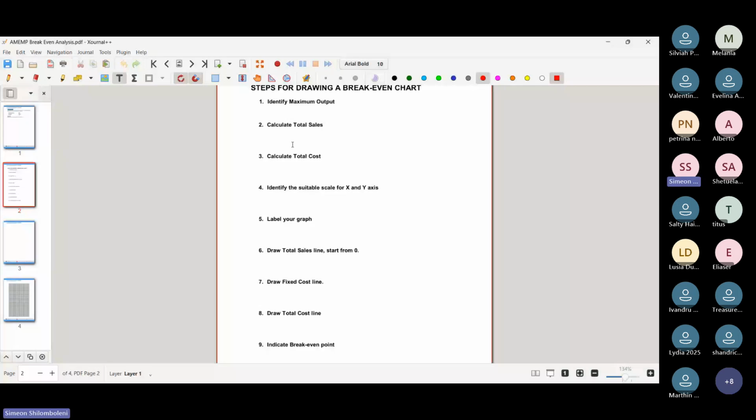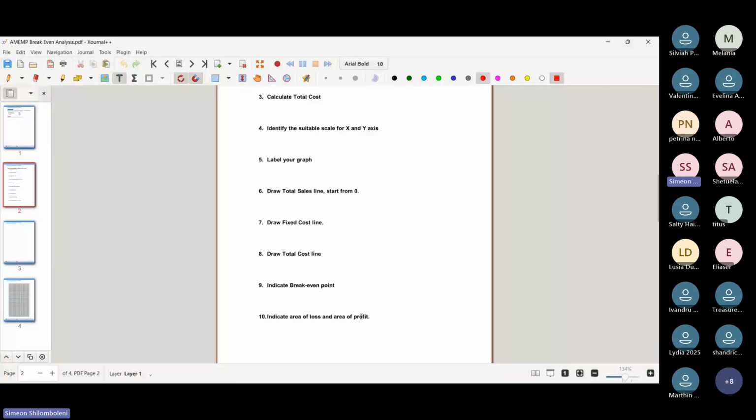How much is your total sales? How much is your total cost? Then you identify the suitable scale for the X and the Y axis. Then you need to label your graph. Then you need to draw the sales line. You need to start from 0. Then you draw your fixed cost. You draw your total cost. You indicate your break-even point. And then the area of profit or loss. Sometimes, you might also be required to indicate the margin of safety. So that will be number 11, margin of safety. I can just put it here.